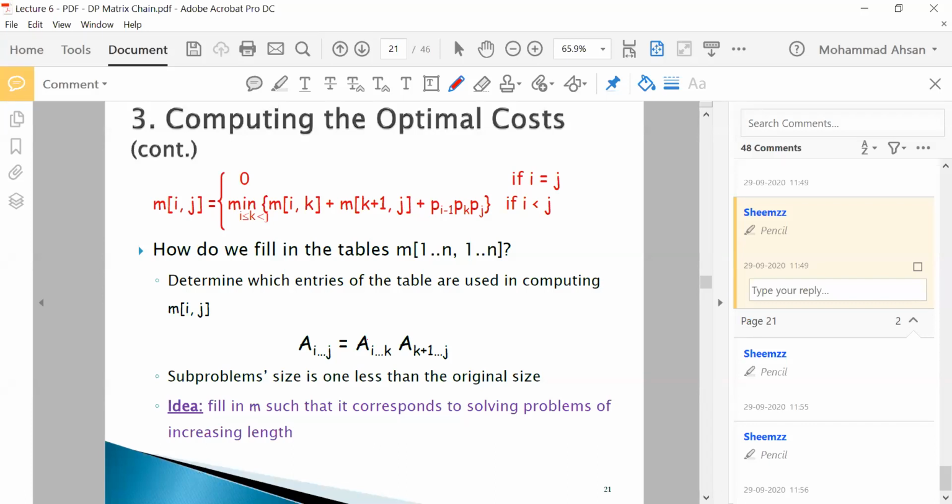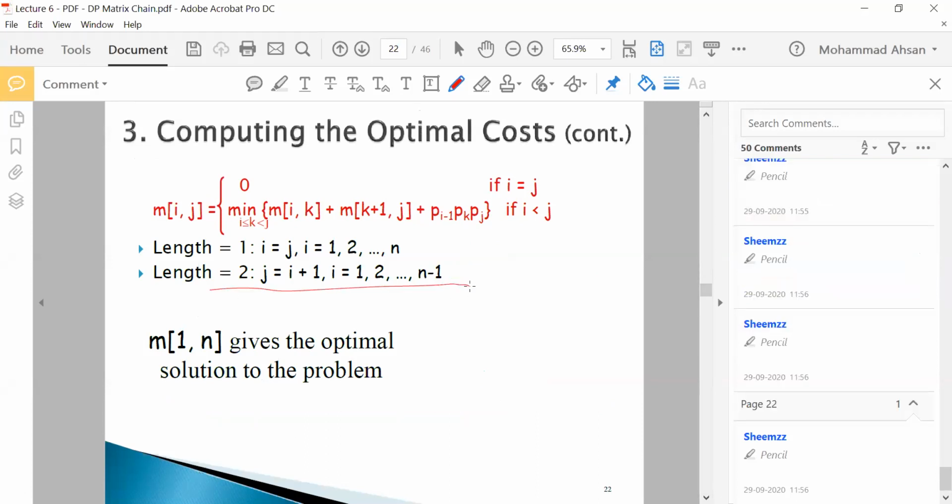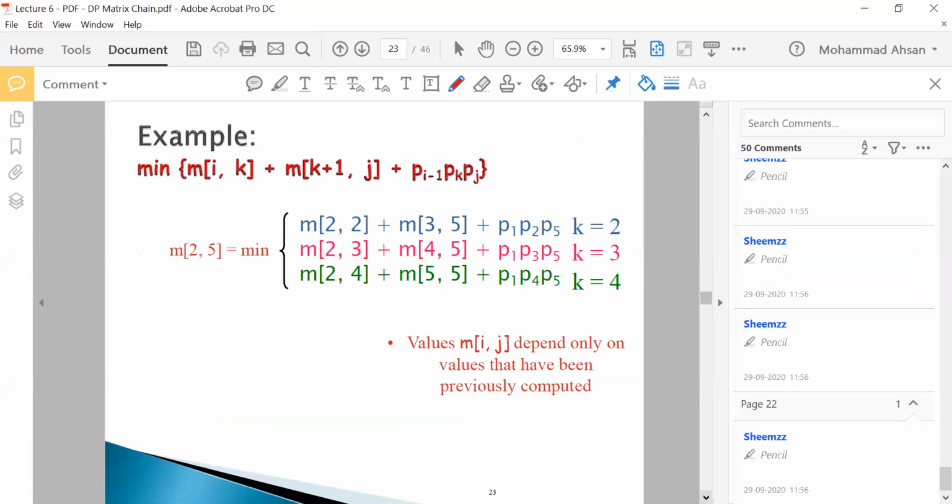Okay, so now we know how I and J are related. For length 1, I and J are equal. For length 2, J is equal to I plus 1, or J minus I is 1. For length 3, J is equal to I plus 2. Okay, so using that, we'll be able to calculate.